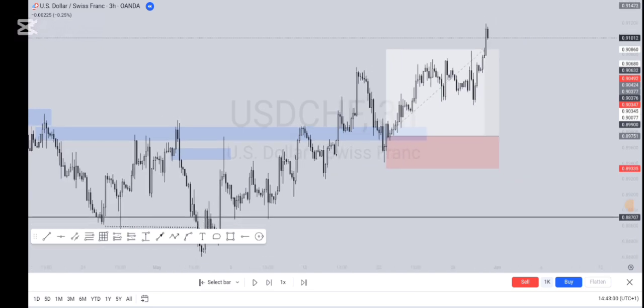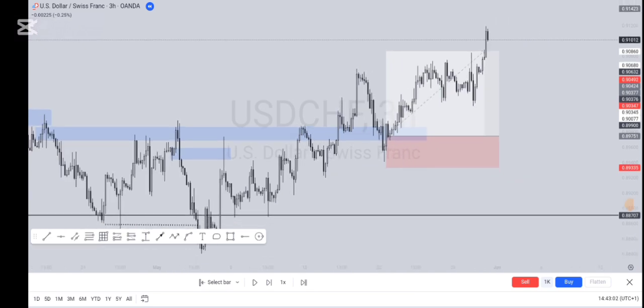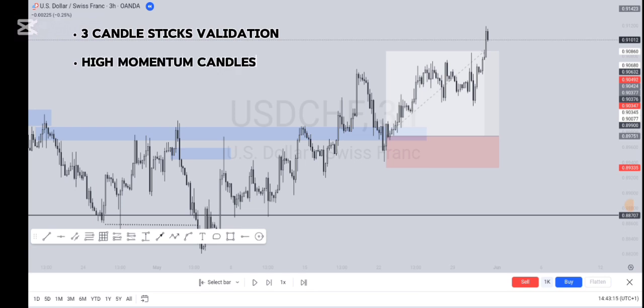Remember, the takeaway for this video is that a market structure shift must show you 3 candlestick closes. It's simply when the market changes direction, but that direction must show you 3 candlestick closes, and those candles must not just be any little candles, they must be high momentum candles in the opposite direction. Another takeaway is that before a market structure shift occurs, the market likely would range. It will form a ranging structure.